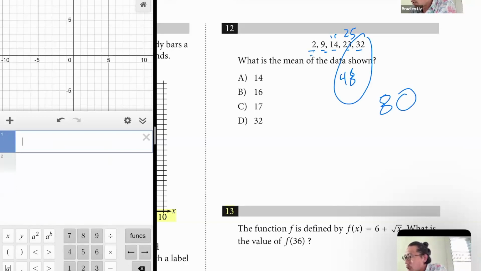And how many numbers do I have? 1, 2, 3, 4, 5. I would divide by 5, and I have 16. So the average is 16, the mean, which is synonymous with average.